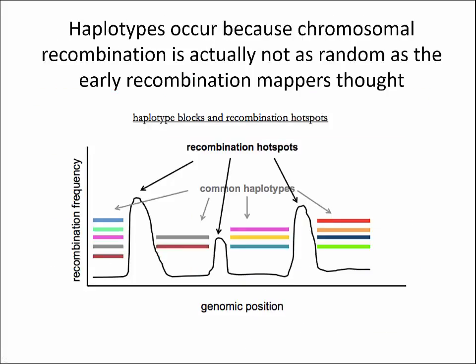So the reason you actually get haplotypes is because chromosomal recombination or crossing over is not actually random, as the early chromosome mappers thought. So what you actually get in reality is there are a number of places along the chromosome that tend to get recombination. So here's a spot here, here's another spot, right? Here's another spot. And you tend to not get recombination between these recombination hotspots.